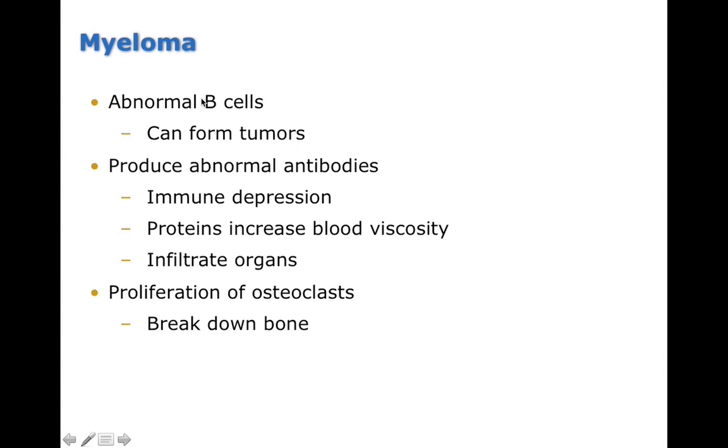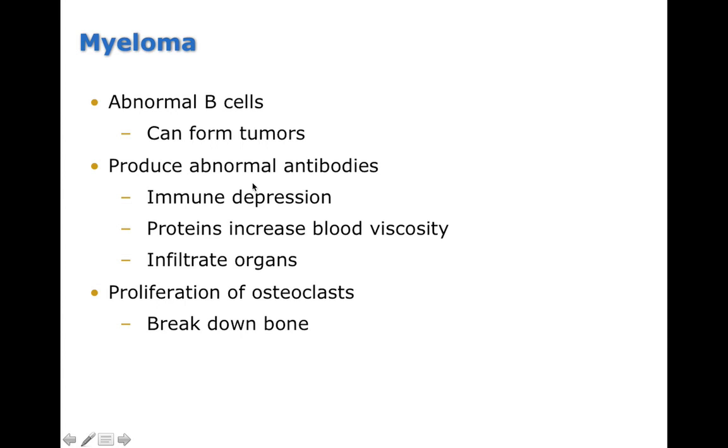Now, for the lymphomas, we talked about how they can be due to abnormal B cells, which can form tumors, and these B cell tumors can spread throughout the lymphatic system and invade lymph nodes, which can lead to lymphadenopathy or swelling of lymph nodes, so they can become swollen and tender.